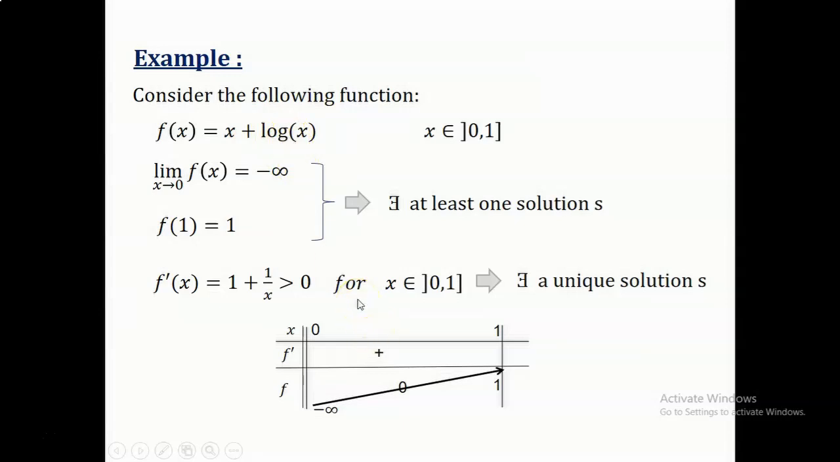Basically this derivative is positive on the interval (0, 1]. This means that there exists a unique solution S on this interval.